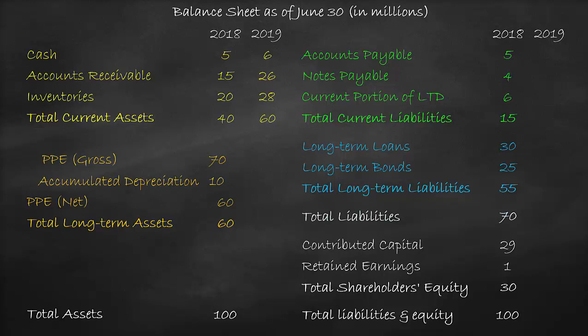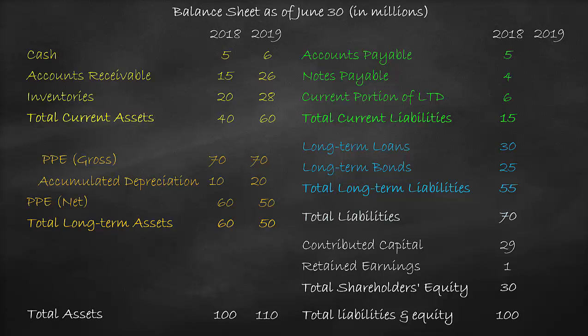For non-current assets or long-term assets, we have PPE gross of $70 million again, accumulated depreciation of $20 million. So the value of PPE net is now $70 million minus $20 million, which is now a net of $50 million. Therefore, long-term assets is now $50 million. Total assets is $60 million plus $50 million, which equals $110 million.